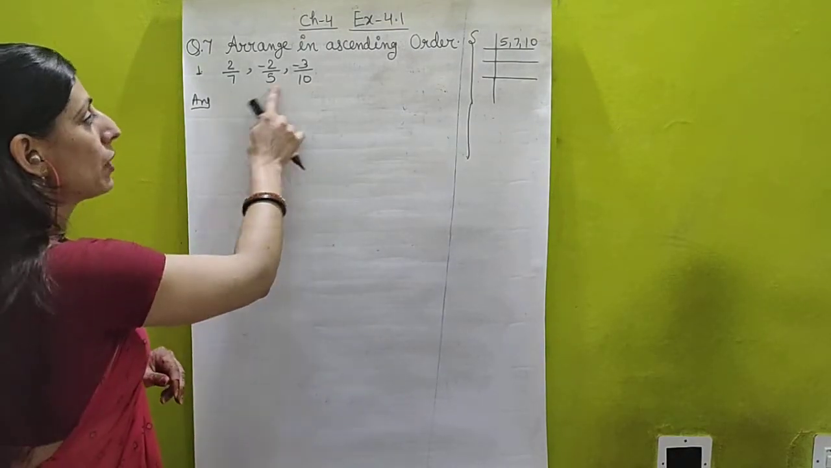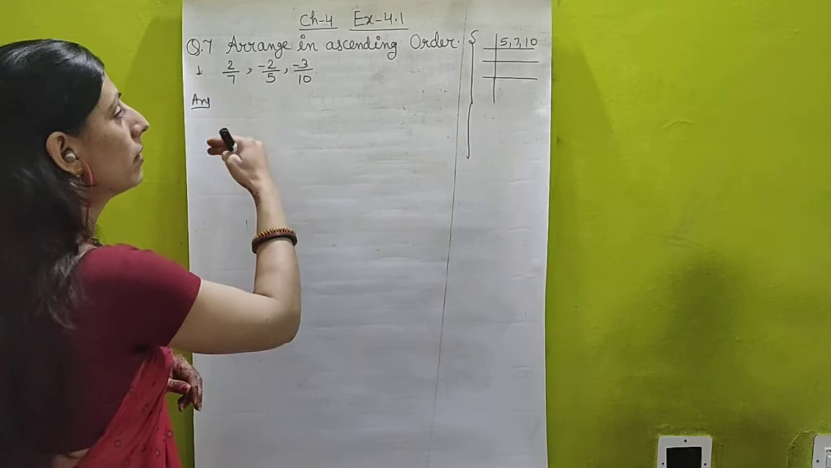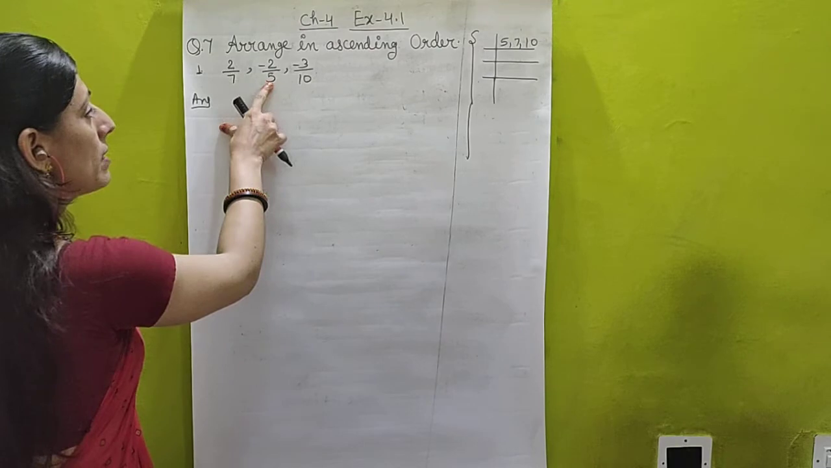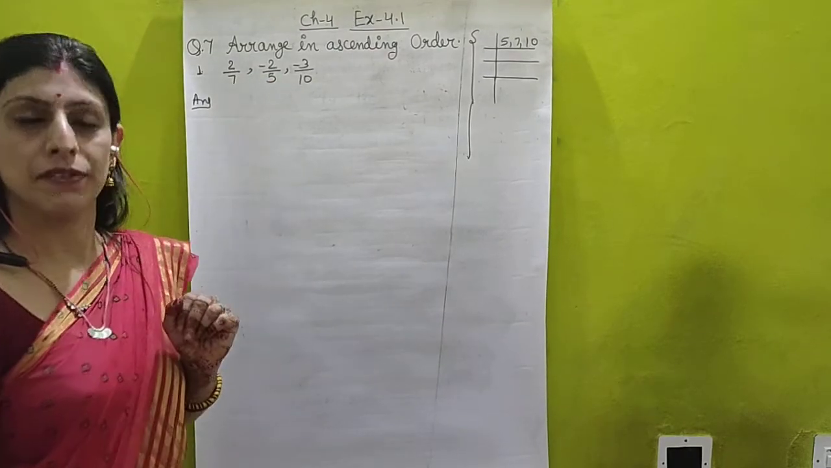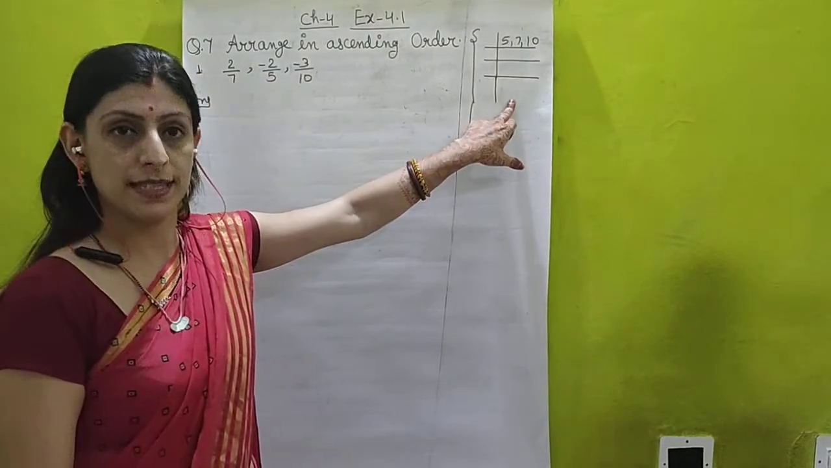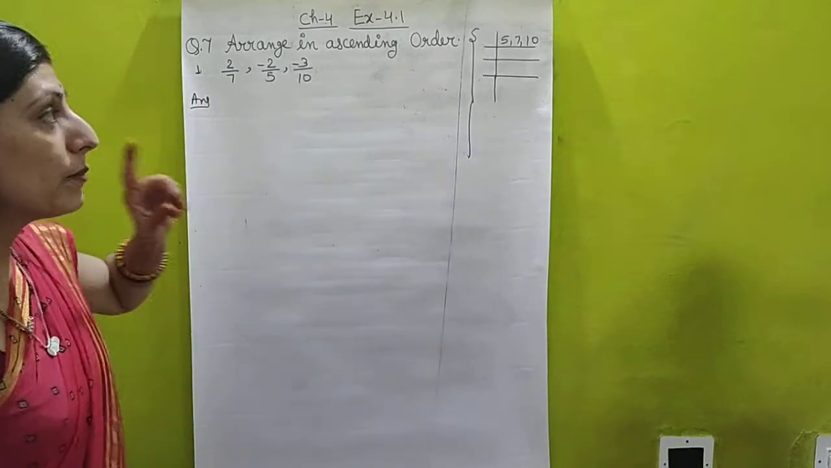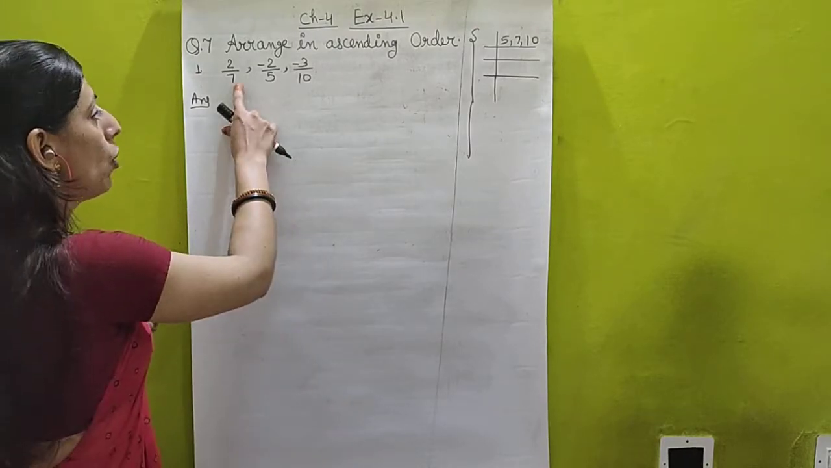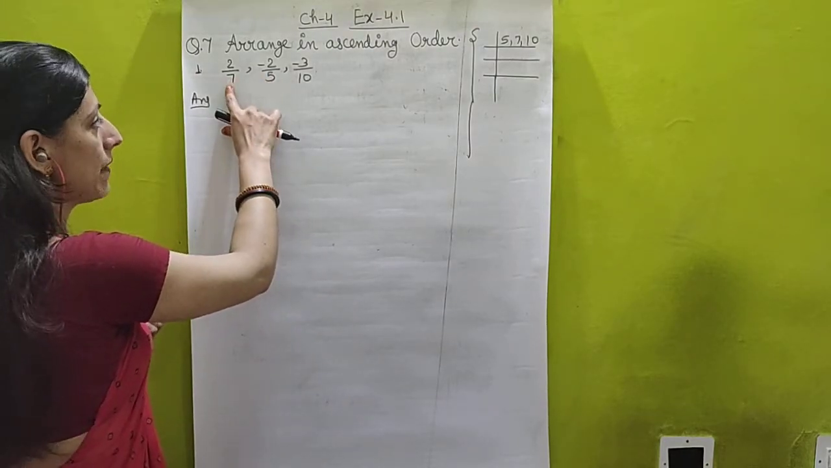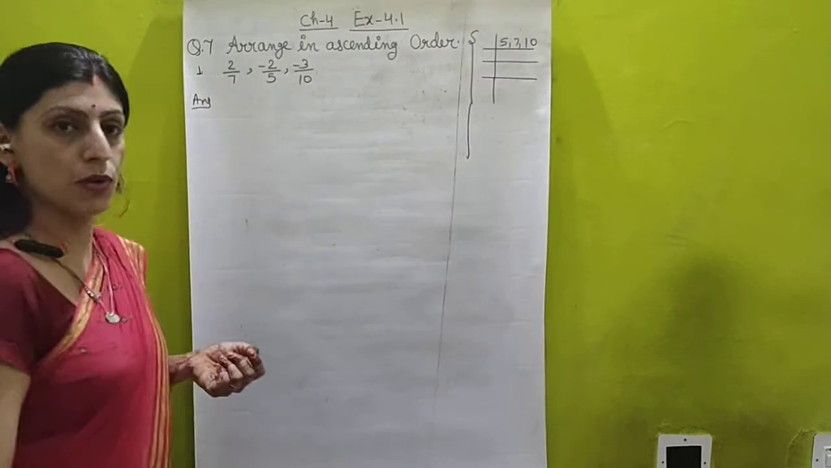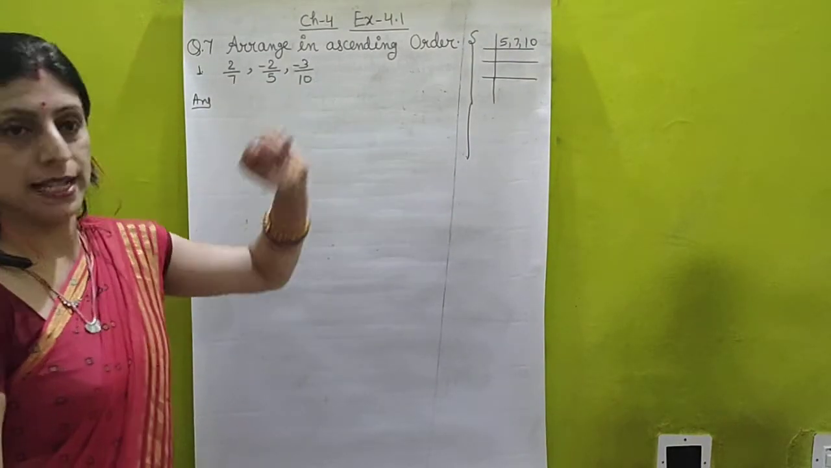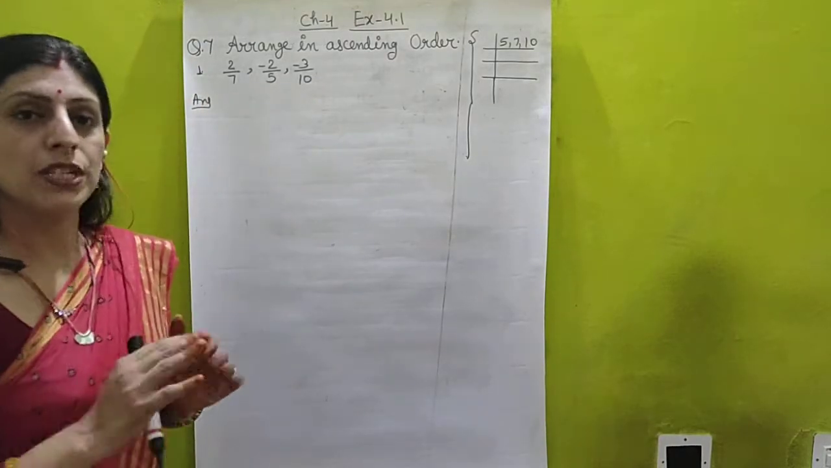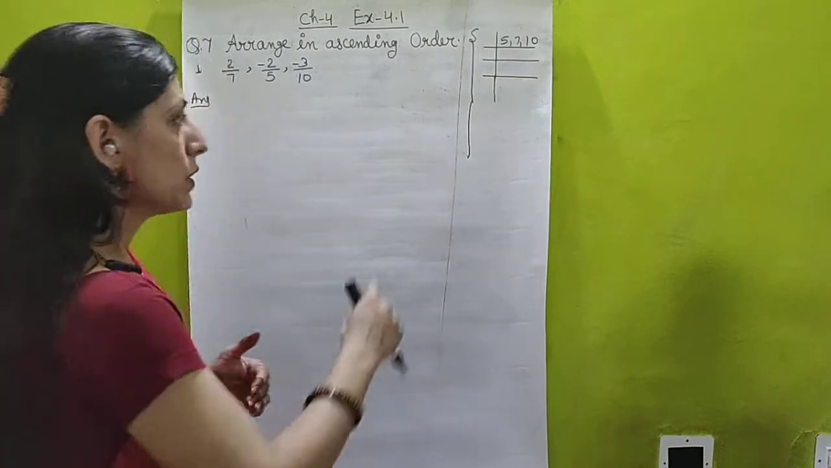Here you are not able to identify which number is smaller and which is largest, because the denominators are different, and when denominators are different, we take the help of LCM. But before taking LCM, one thing we have to check: the denominator should be positive. Here 7, 5 and 10, all denominators are positive, so directly we can take LCM. After taking LCM, we will make the denominators the same, and then afterwards we will compare. Okay, students?